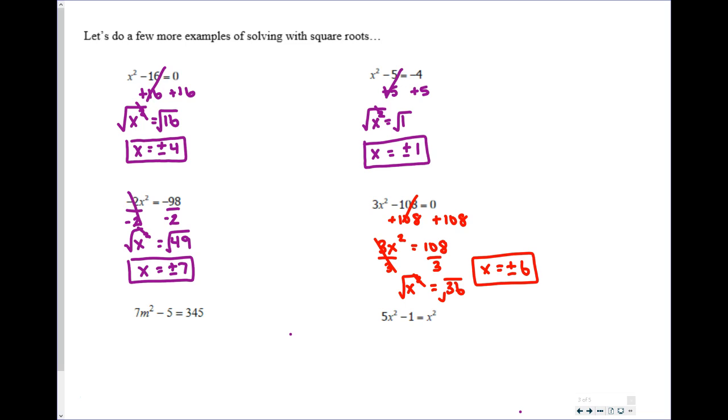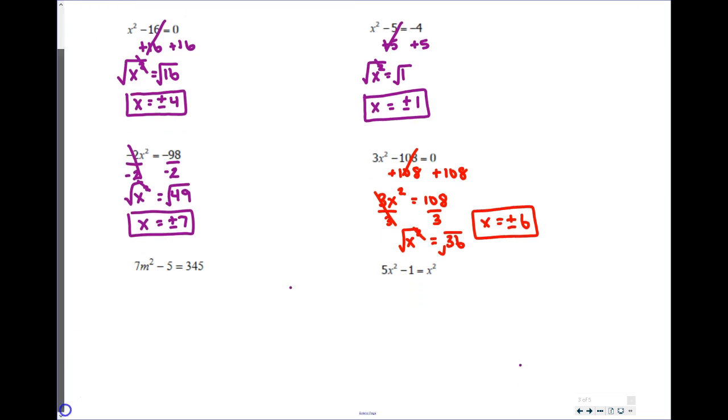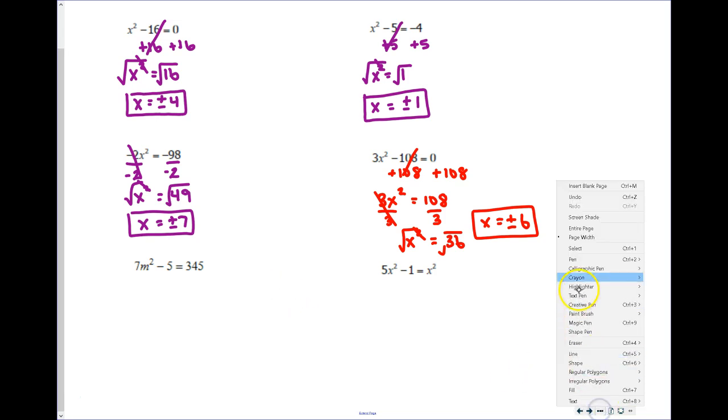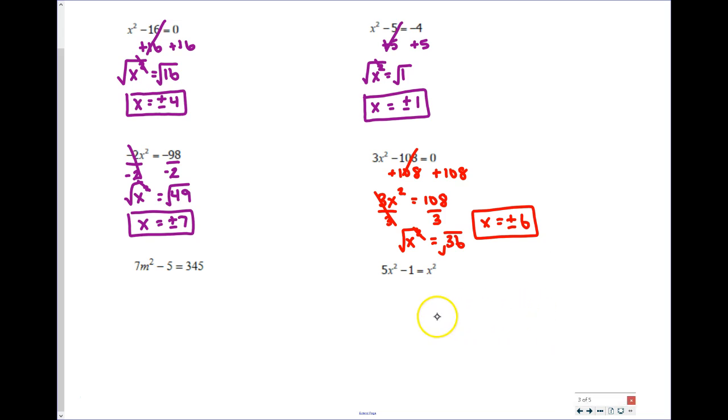Okay, now the next two problems do something extremely interesting. Okay, so just pay close attention here because they look different. The fourth problem, I'm going to start solving the same way. I'm going to add the 5 over. I get 7m squared equals 350.